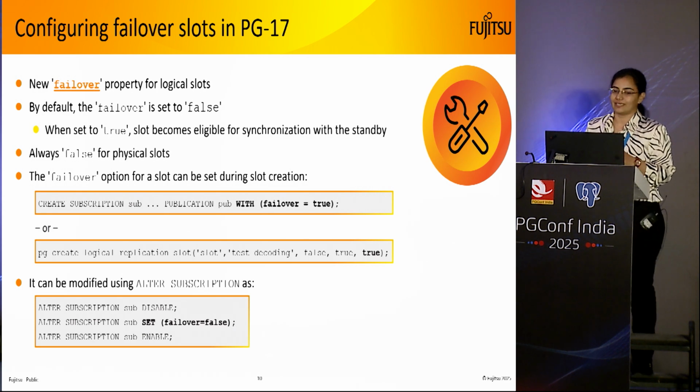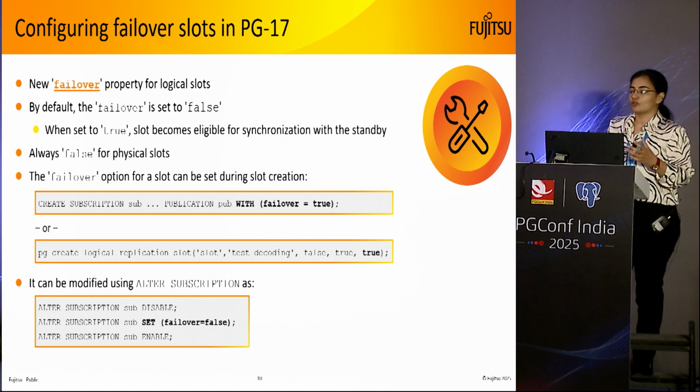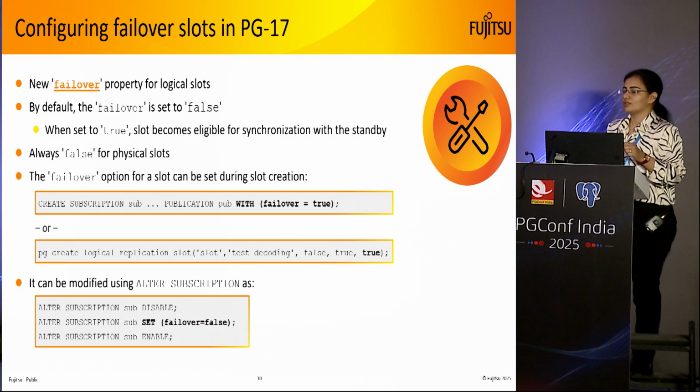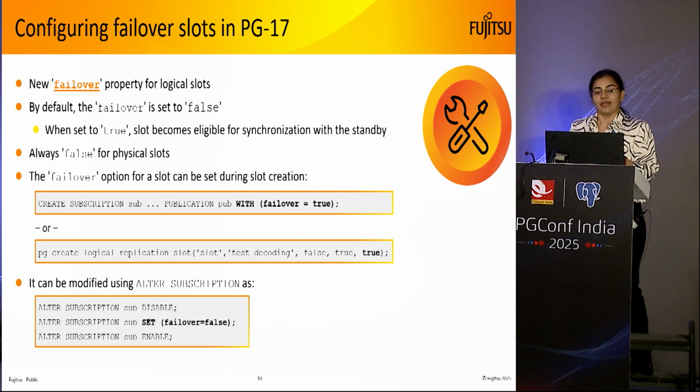Also, because this feature is only for logical slots, this property is always false for physical slots, and you cannot change it. And now, how to set it to true?